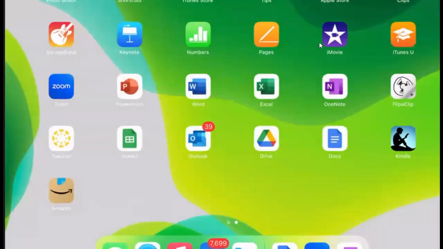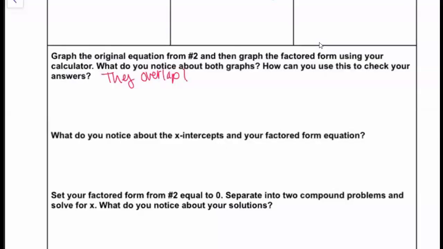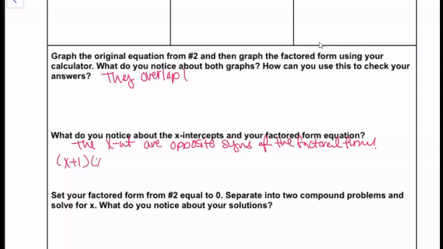Well, very cool. So that means the x-intercepts are opposite signs of the factored form. Because we had x plus 1, x plus 7, which means my x-intercepts were negative 1 and negative 7, which you can try this with a different one.